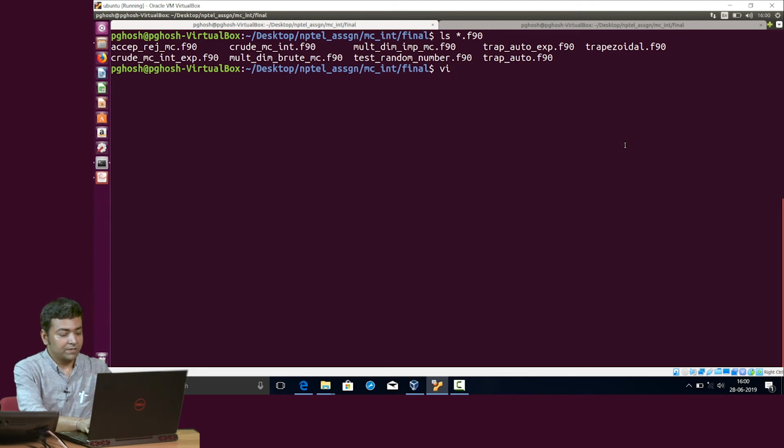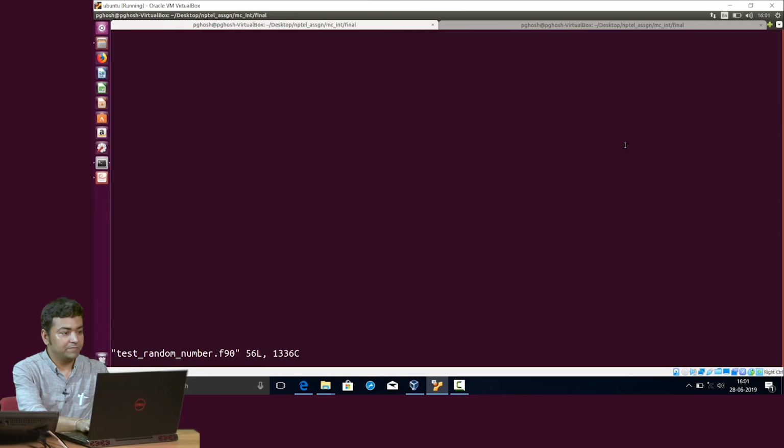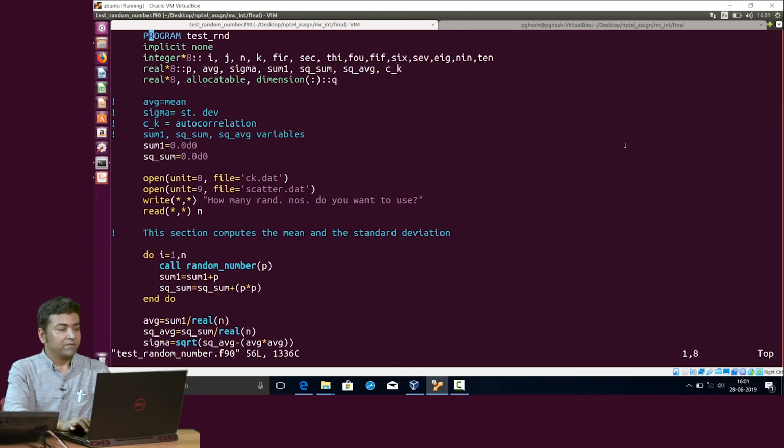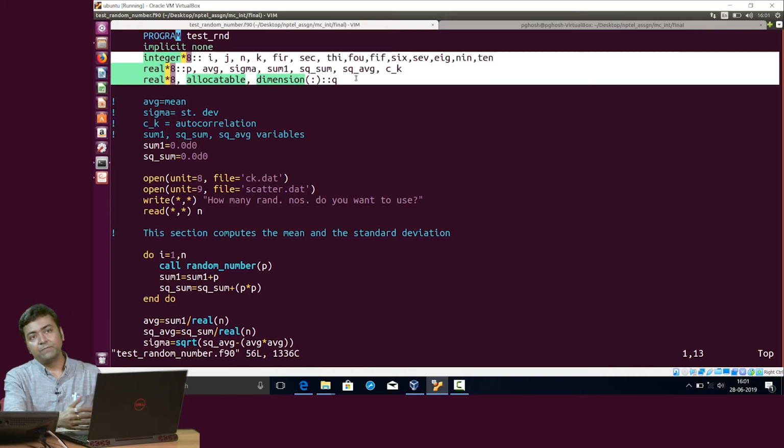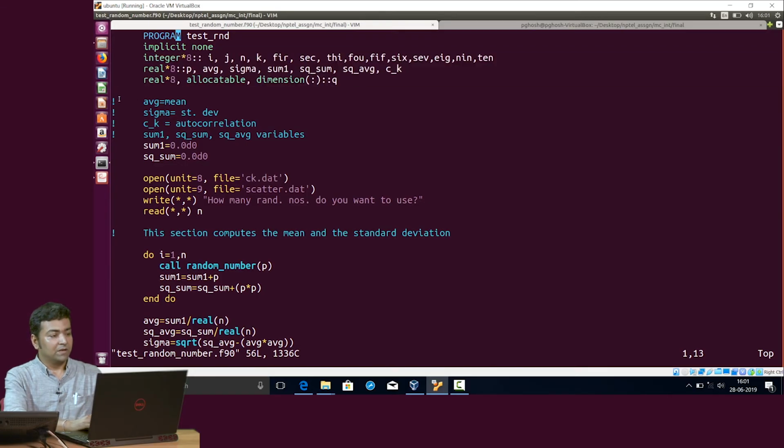So, for example, this is my code, test random number dot f90. I start with the Fortran keyword program, and then I have the program name, and then I have a set of variables here. It is a long list of variables. Some of them are temporary variables which are used in the code, and others are the significant ones, and within comments I have kept here what it means.